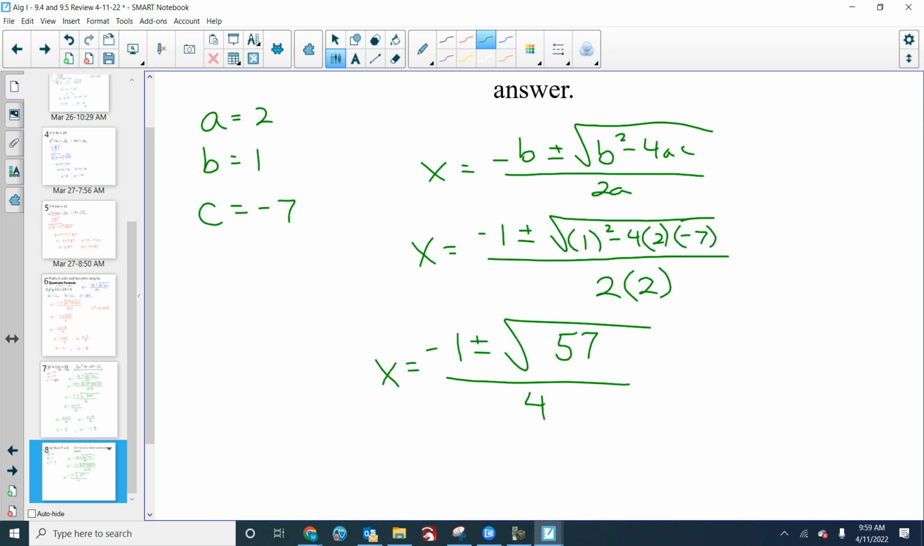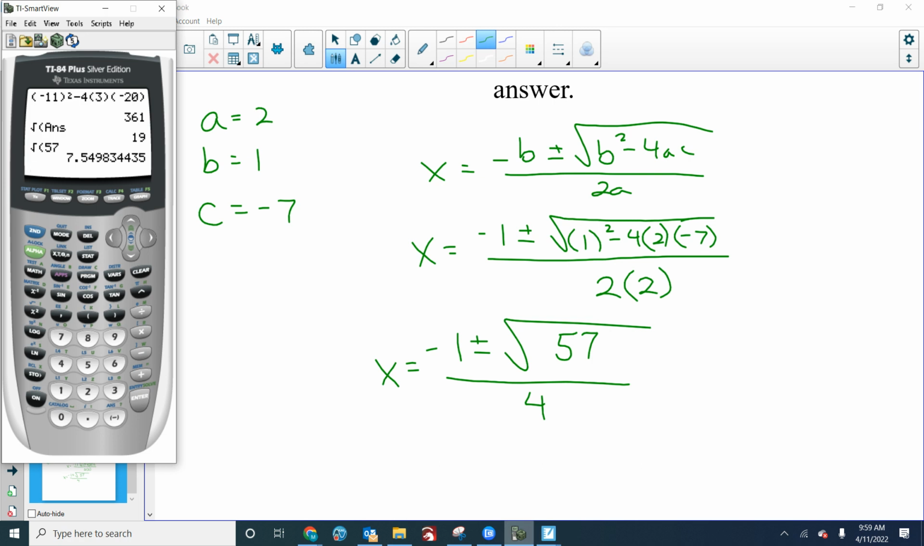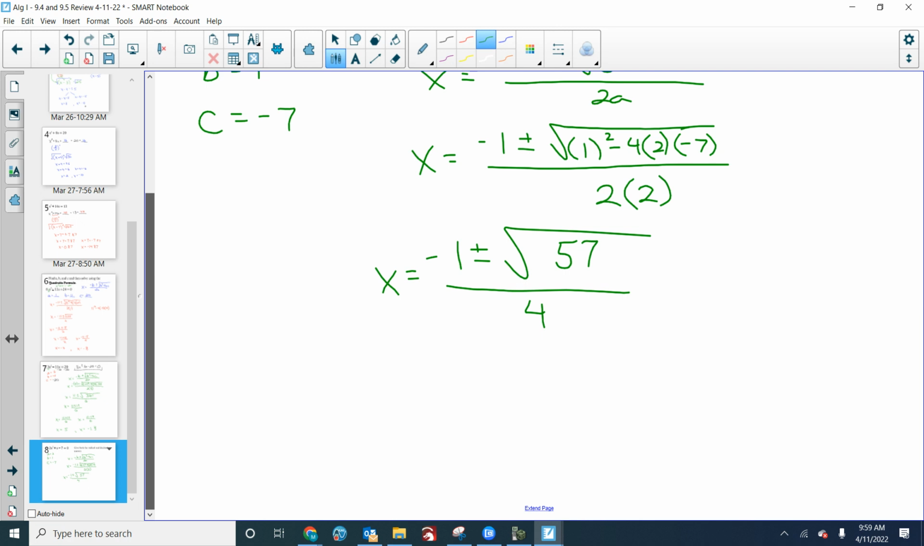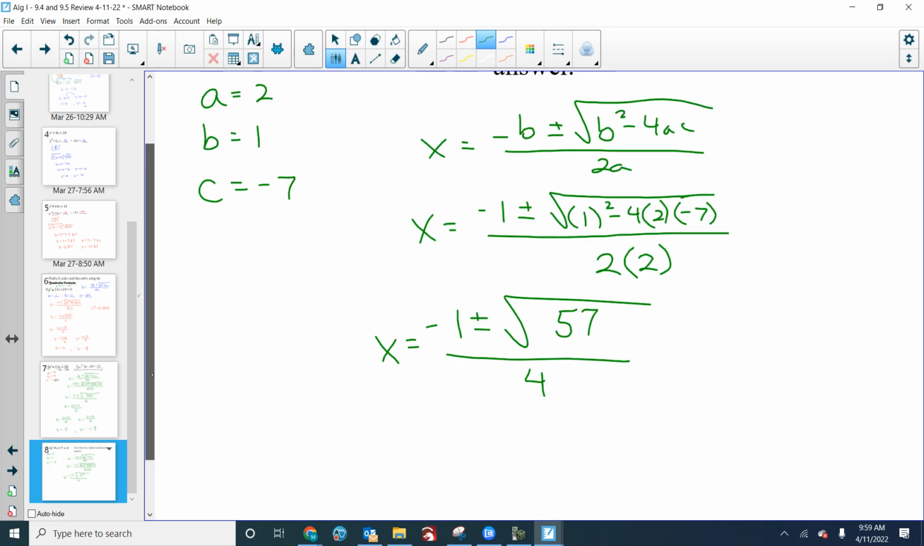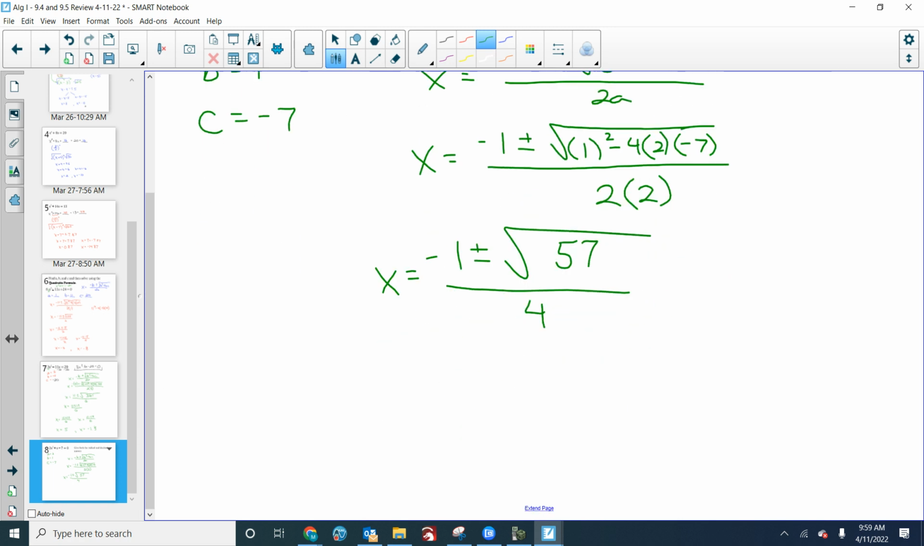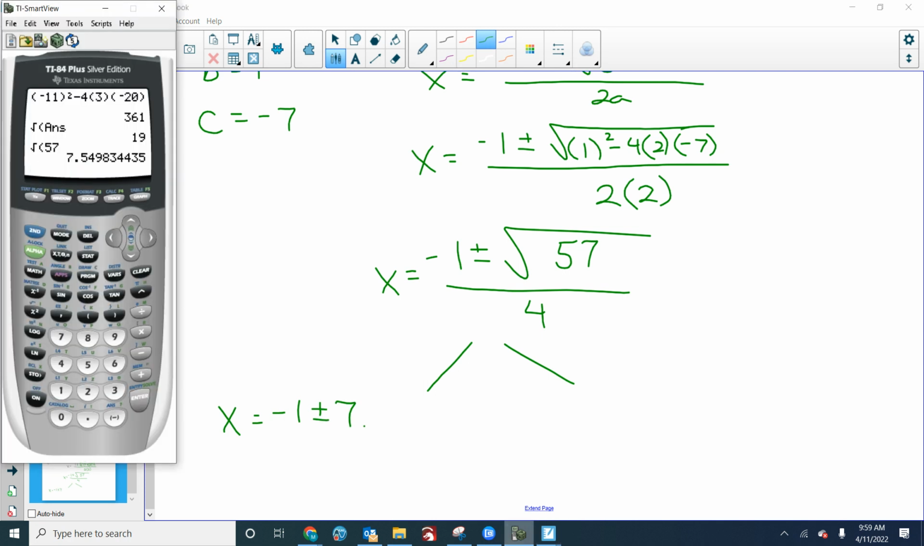All right, good? Square root of 57 was 7.55. So I guess what the directions mean here is both the radical and decimal answer. Like, I guess this would be the radical answer. The decimal answer, we'd keep going. It was 7.55.